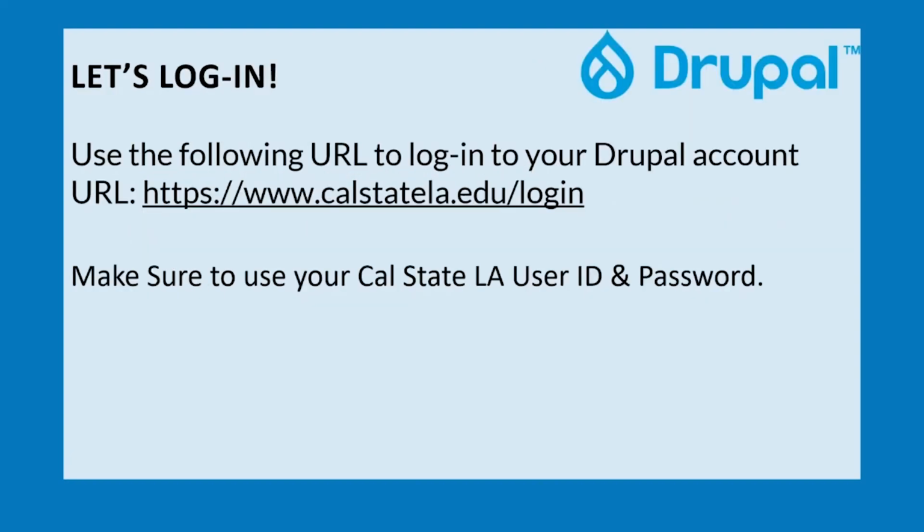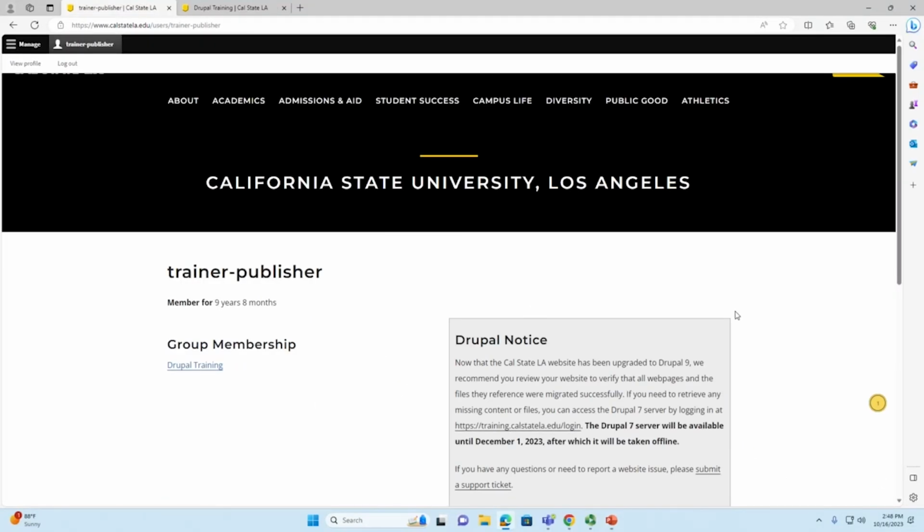Moving on. This is where you would log into your Drupal account. The website URL is www.calstatela.edu/login, and you would use your CalStateLA user ID and password. Once you log in, you will be able to see the Drupal interface. Let's actually go ahead and do that. I will be clicking here on this link, which will take me to the login page. Once you're logged in, this is the page that you should be seeing.